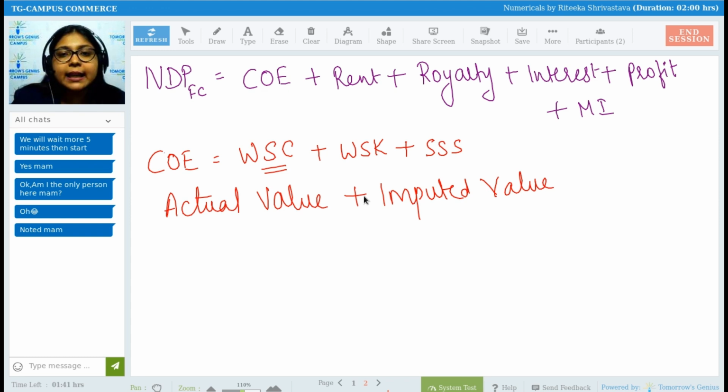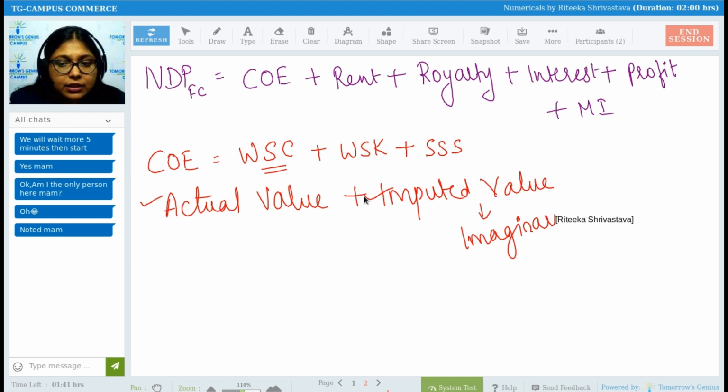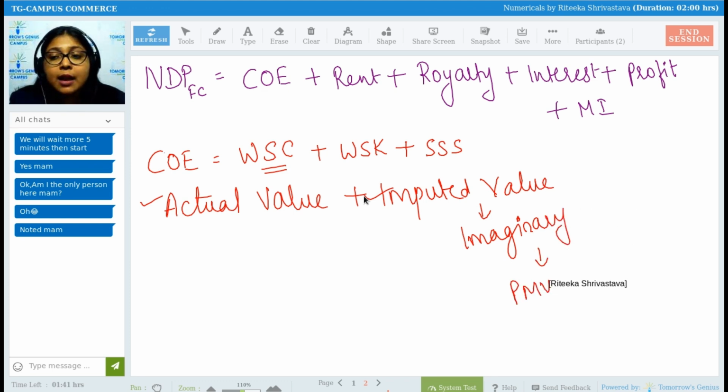Okay. Then when we talk about rent, royalty, interest, profit, we are going to include actual value as well as imputed value. Imputed value is nothing but the imaginary value which is considered or which is based on the present market value.